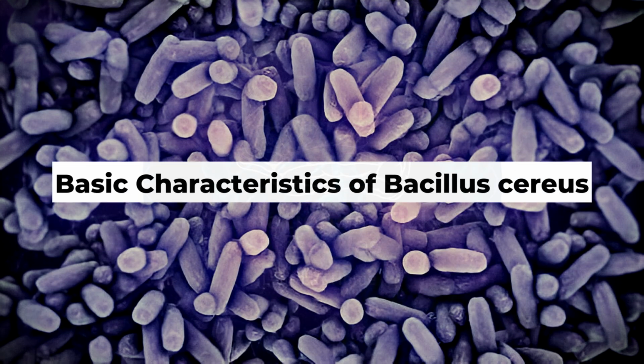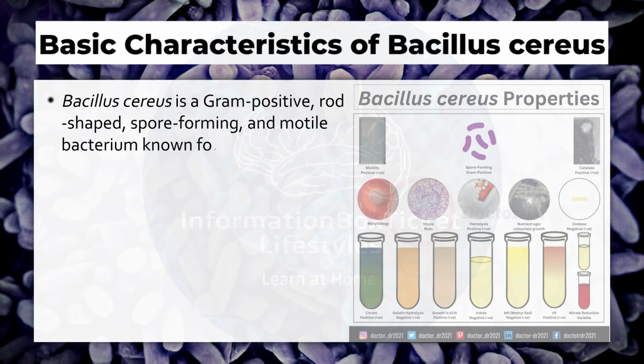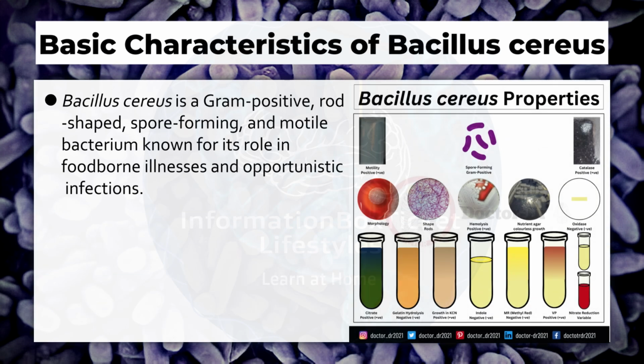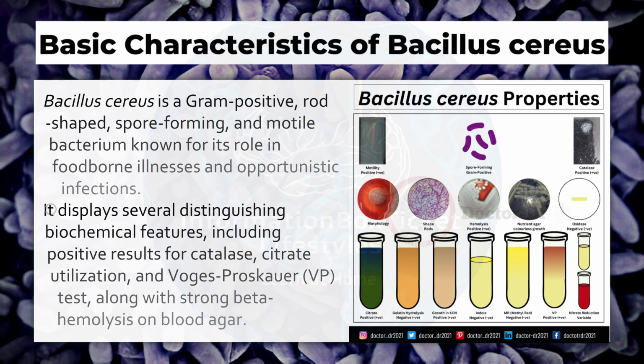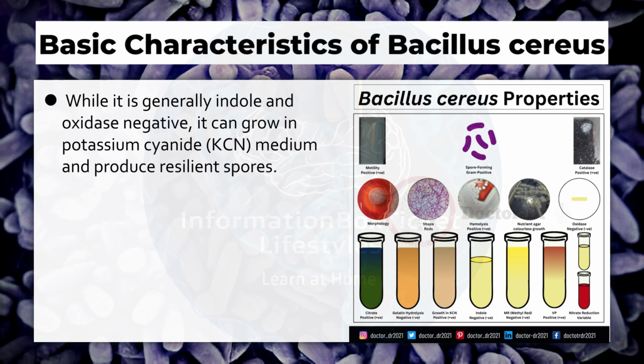Basic characteristics of Bacillus cereus. Bacillus cereus is a gram-positive, rod-shaped, spore-forming, and motile bacterium known for its role in foodborne illnesses and opportunistic infections. It displays several distinguishing biochemical features, including positive results for catalase, citrate utilization, and Voges-Proskauer (VP) test, along with strong beta hemolysis on blood agar. While it is generally indole and oxidase negative, it can grow in potassium cyanide (KCN) medium and produce resilient spores.